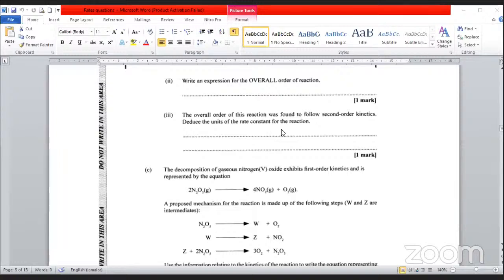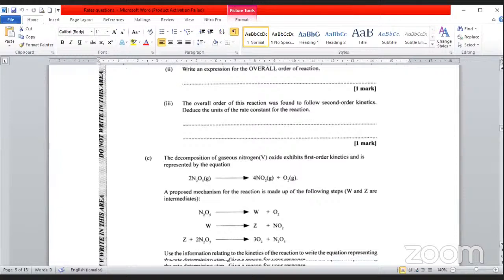So the same way that I went through the deduction of the units in the PowerPoint, that is how you would do it. And so you would get mole per dm cubed per second divided by mole squared dm to the -6. Of course, when you cancel, you have mole to the -1 dm cubed per second. All right.